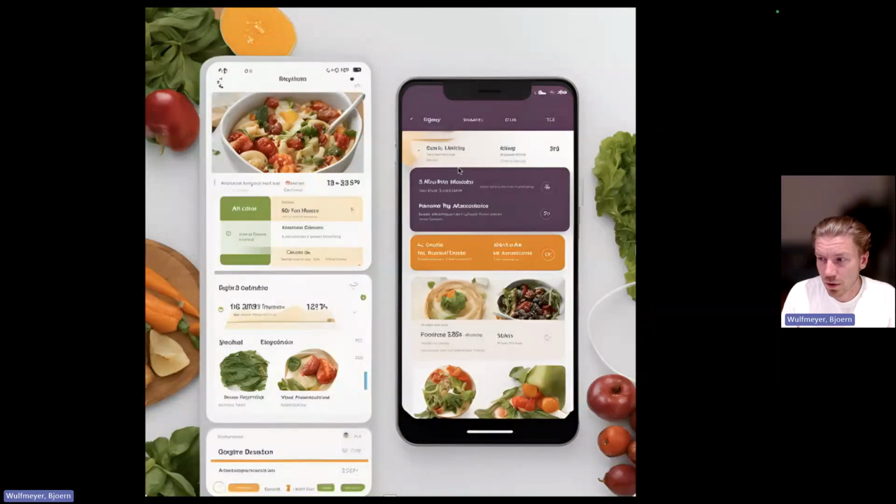So lastly, I'd like to share a screenshot of the model and how it could look.